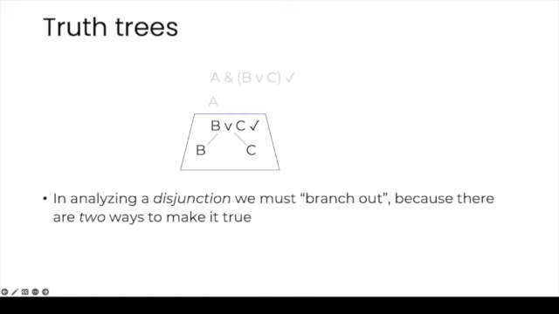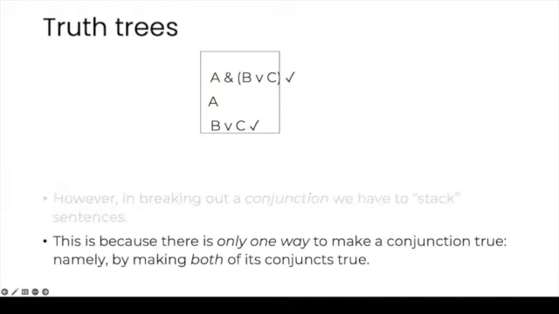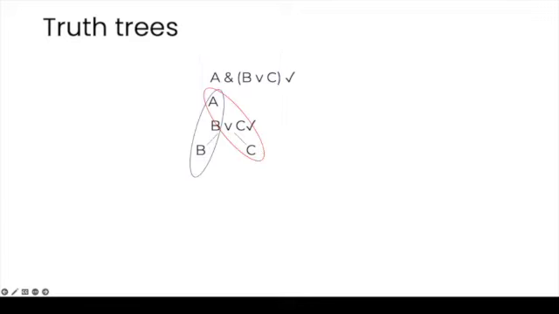In analyzing a disjunction, we must branch out because there are 2 ways to make it true. In contrast, when breaking out a conjunction, such as our topmost sentence, we have to stack formulas. This is because there is only one way to make a conjunction true, namely by making both of its conjuncts true. Thus, there is no bifurcation into alternative truth-making assignments. Also, notice that our tree has 2 branches, which, abruptly changing metaphor, we'll call paths.